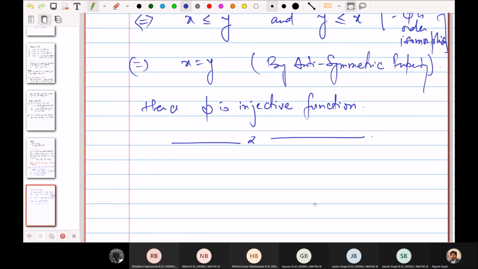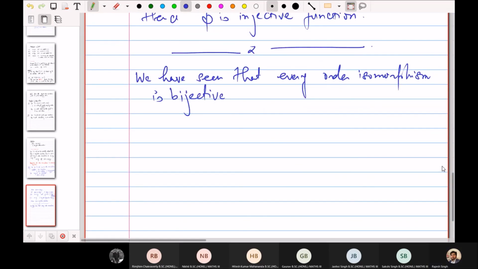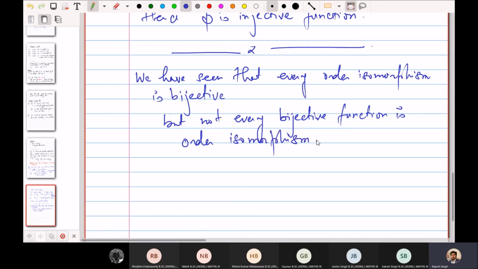Okay, so we have seen that every order isomorphism is bijective, but not every bijective function is an order isomorphism. ठीक है, so example क्या होगा?